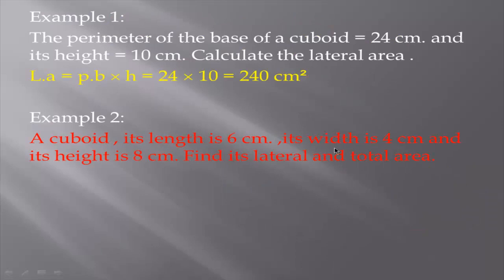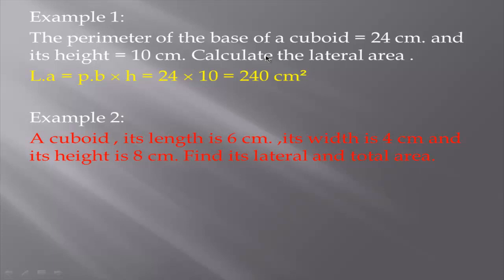Now, we'll solve some applications about the lateral and total area. Here in the first example, the perimeter of the base of the cuboid equals 24 centimeters and its height is 10 centimeters. Calculate the lateral area. Always, all the time, my children, write our rule and then follow your steps. So the lateral area, we know that it equals the perimeter of the base times the height. The perimeter of the base here is given in my application, and so is the height.